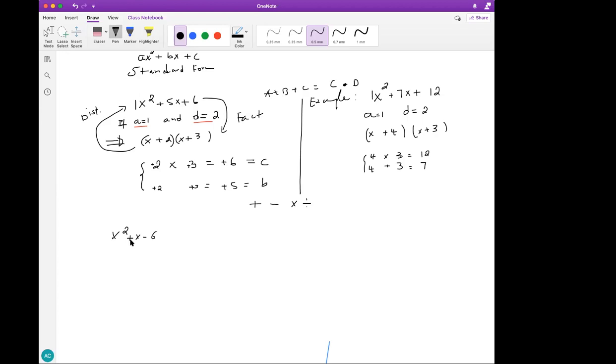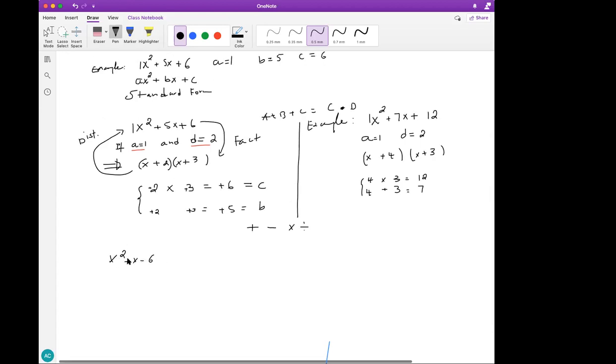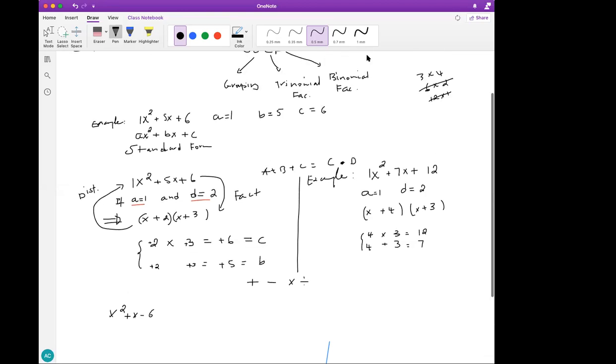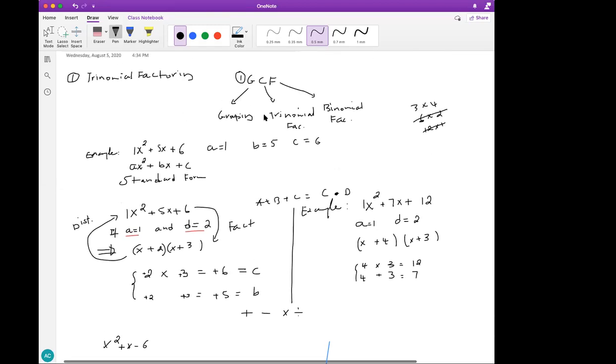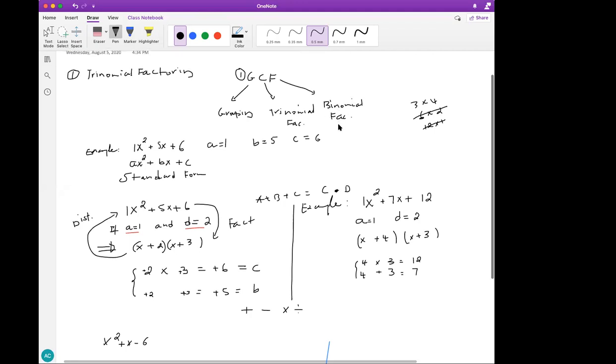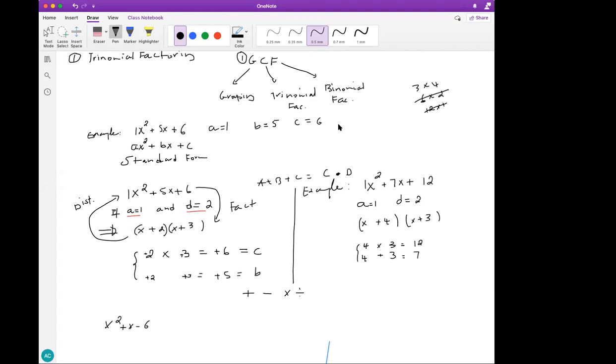So now, can we use trinomial factoring? First of all, again, do we have a GCF? Do we have a common factor here? No, there is no common factor. So which one of these methods are we going to try? Is it grouping, trinomial, or binomial? Ruben? There is no groups, I believe.